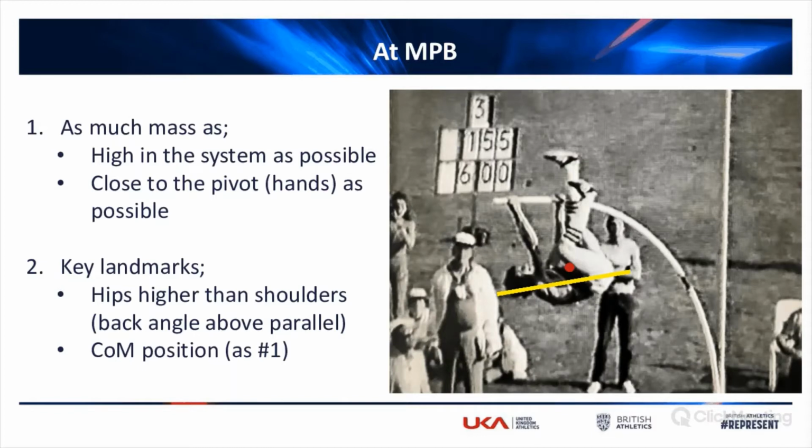And also his center of mass position, which is this red dot here, we want that center of mass as high as possible in the system and as close to the pivot as we can, which again, it's amazing how high he's managed to get his center of mass at that moment in time. This sets up the rest of his jump from here.